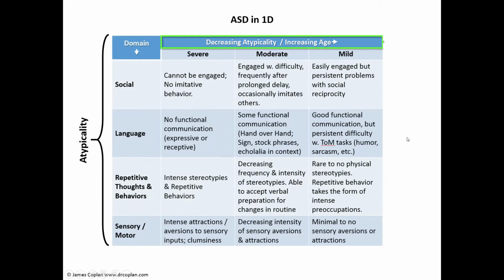Now remember, if you think back a couple of sessions, we had this table. And this is the table that talks about atypicality. Remember, there's nothing in the definition of spectrum disorder about IQ, and there's nothing in the definition of IQ about spectrum disorder. They're separate. But they can co-occur in any individual. In fact, that's what this is all about. So we have here this table of social, language, repetitive behavior, and sensory motor, ranging from severe to moderate to mild, or over increasing age.